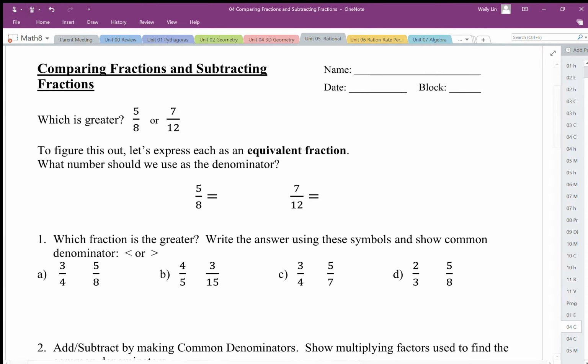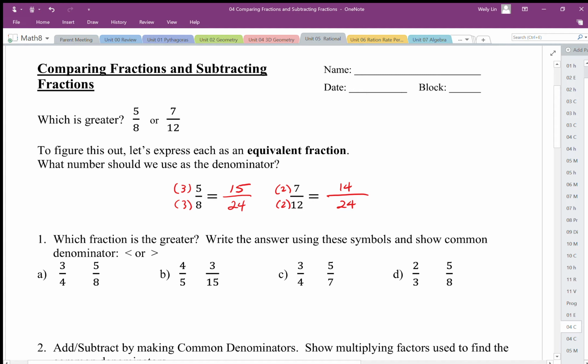To get an equivalent fraction with the denominator 24, we need to multiply this one by 3. And keeping the fraction or ratio balanced, we need to multiply the top by 3. And again, I want you to show these factors. And so this equivalent fraction can be expressed as 15/24. So we want 24 here as well. To get a denominator of 24, we're going to multiply the bottom of this one by 2. And to keep the fraction the same, we need to multiply the top by 2.